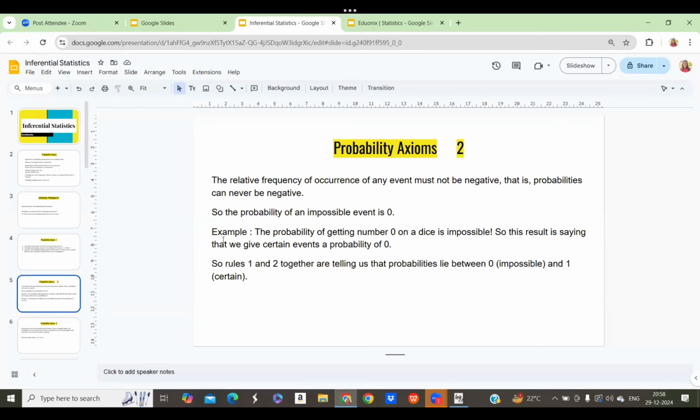Next one, axiom 2. What is that? The relative frequency of occurrence of any event must not be negative. Meaning, this 1 by 6, 1 by 3, all are fine. But if I ask you, when rolling a dice, what is the probability of getting head? While rolling a dice, what is the probability of getting head?